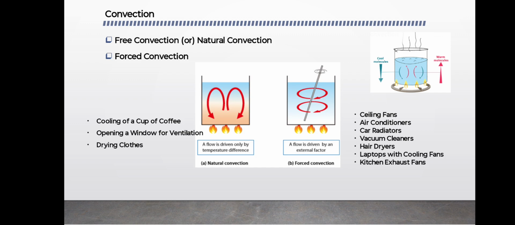So in this slide there are two figures. One is for natural convection, another is called forced convection. In natural convection, flow is driven only by the temperature difference. So due to temperature variation, the heat is transferred from solid medium to fluid medium. Whereas in the forced convection, the external force is applied to transfer the heat from one place to another place.